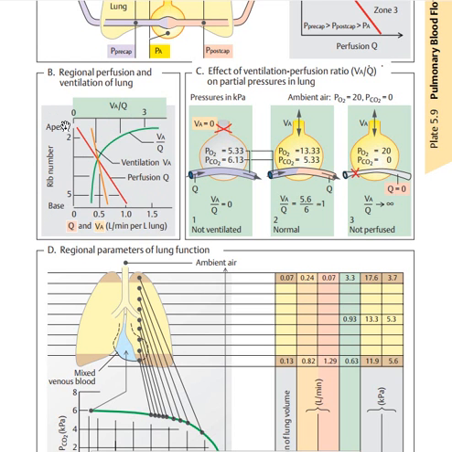So you see that at the apex of the lungs, ventilation increases as we descend to the base of the lung. Also, perfusion increases as we move to the base of the lungs.